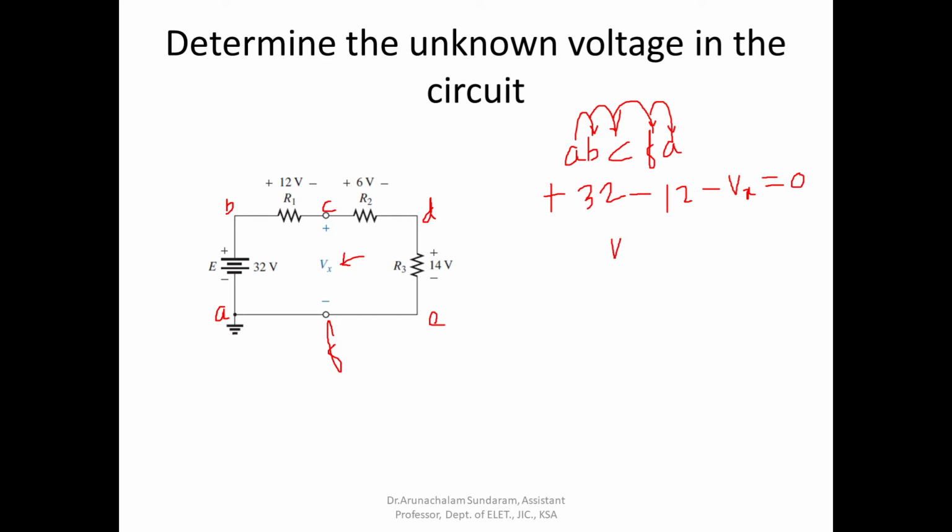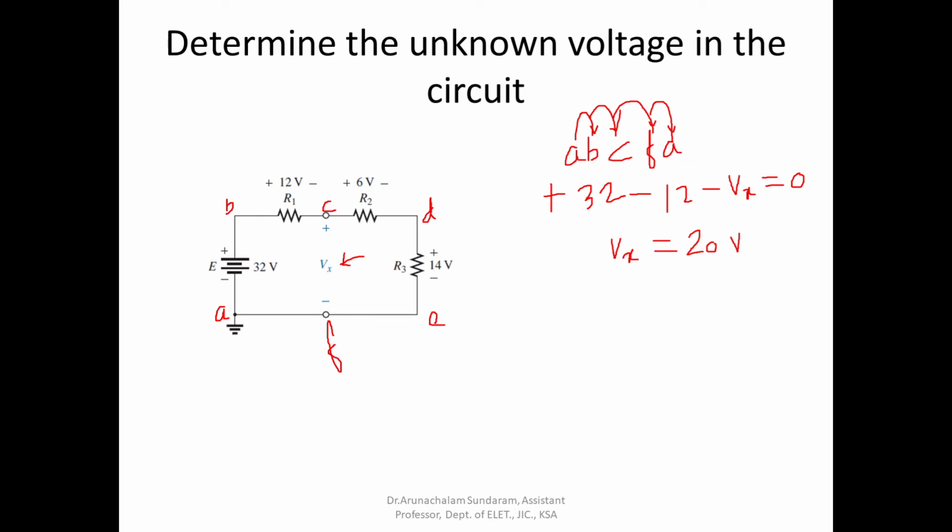So Vx is equal to 20. Take this Vx to the other side, so Vx will become 20. This is one way of solving the problem. There is another way of solving the problem. What is the other way?